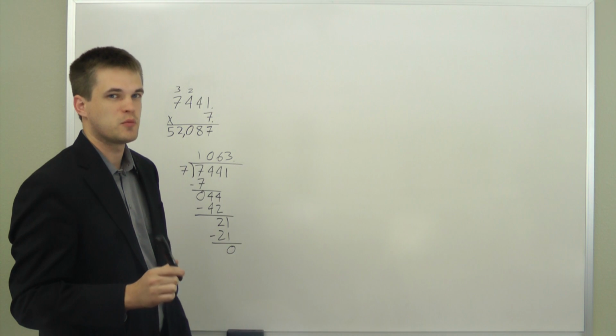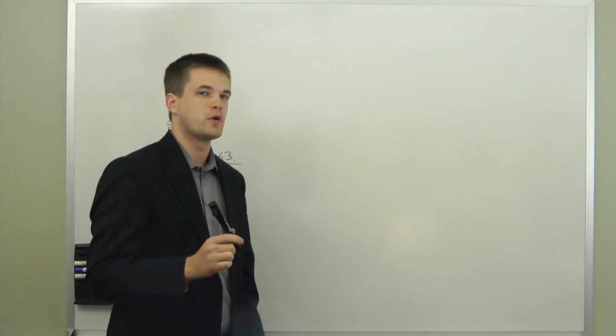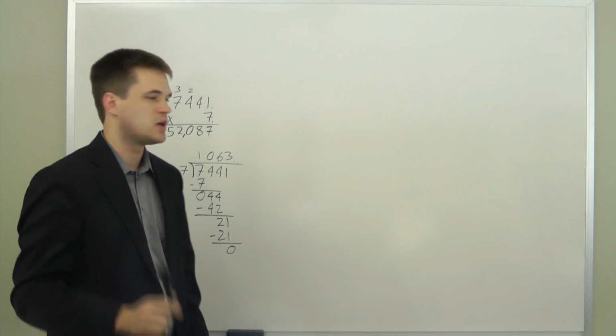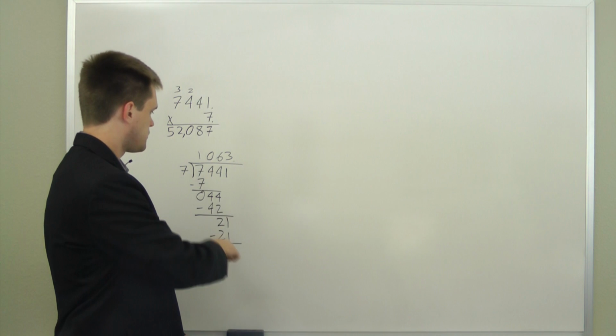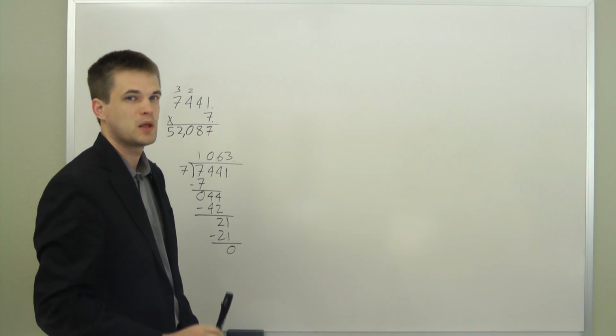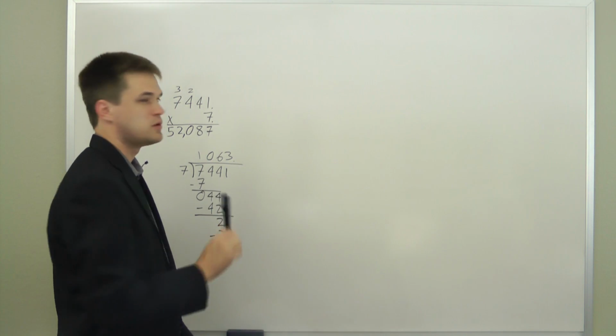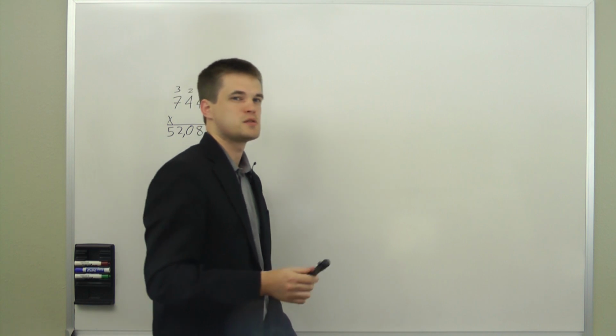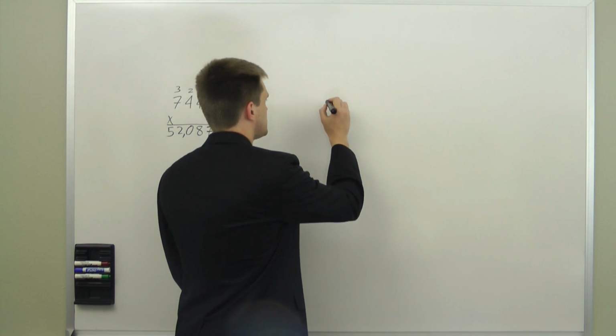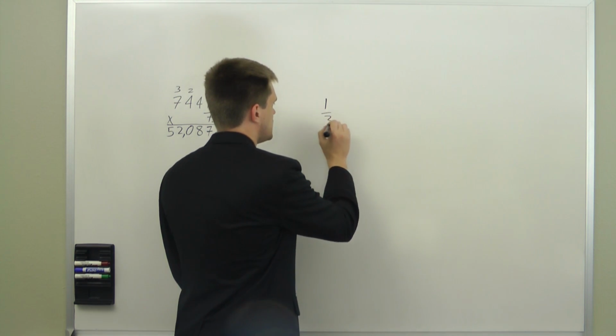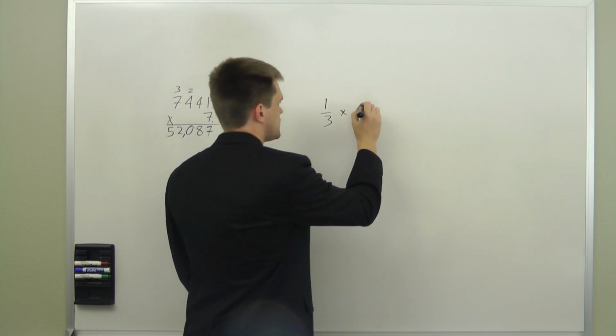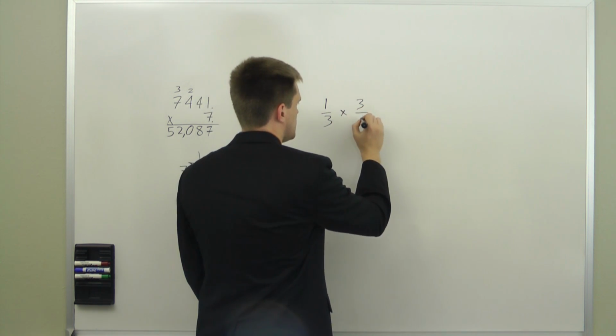I also want to demonstrate multiplication and division for fractions. It's much simpler, particularly than the long division here. It's really just two different forms of multiplication. So let me demonstrate that. Let's say we have 1 over 3 times 3 over 4.